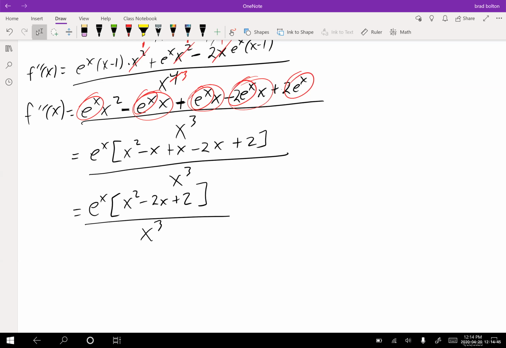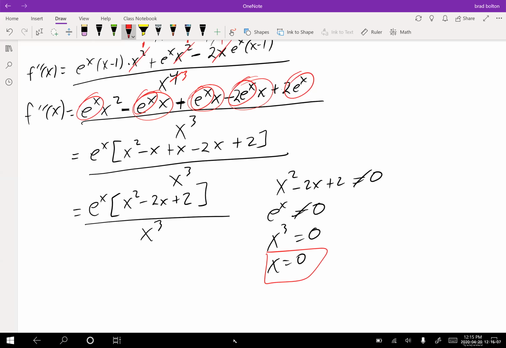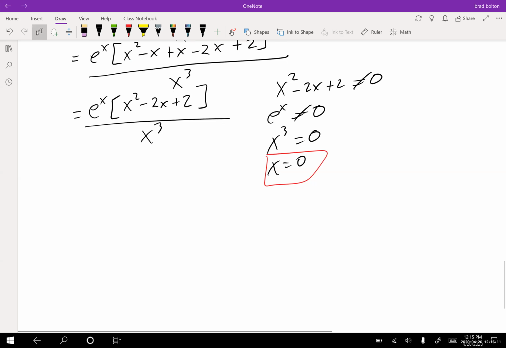Now, x squared minus 2x plus 2, either use the quadratic formula, or you could graph it on your calculator and see that it has no x-intercepts. So x squared minus 2x plus 2 will never equal 0. e to the x will never equal 0. So our only hope is x cubed equals 0, so x equals 0. So this is our only second derivative value that will make the expression 0 or undefined. But that's also our singularity.